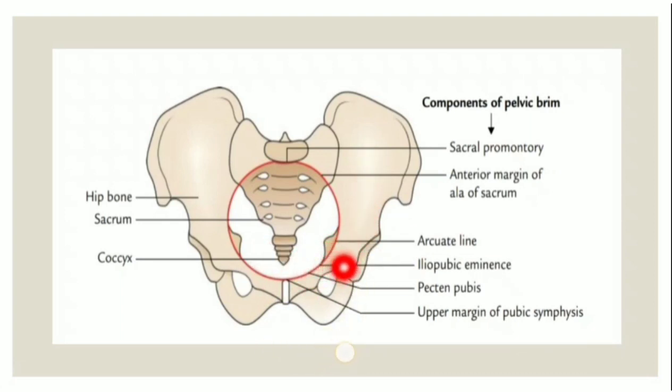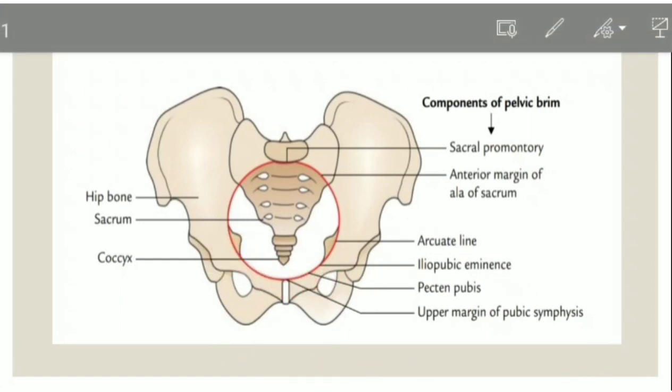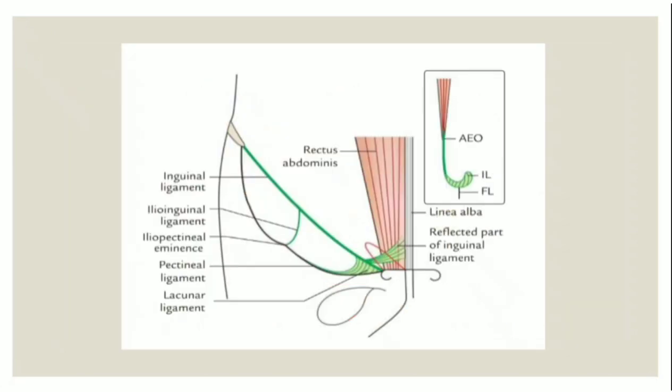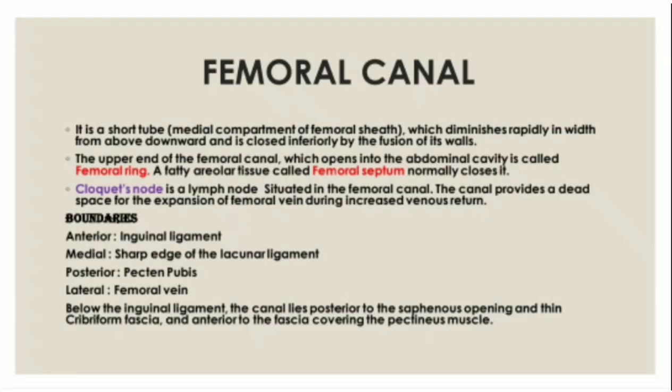You will have the rami. The superior ramus, I'll draw it over here. This is the superior ramus, this is the inferior ramus. A ramus is just a branch. This is the superior ramus, and this is the body. The line from the body along the superior ramus is the pectin pubis, a part of the pelvic bone. Now I think you would understand this. That is the posterior boundary.